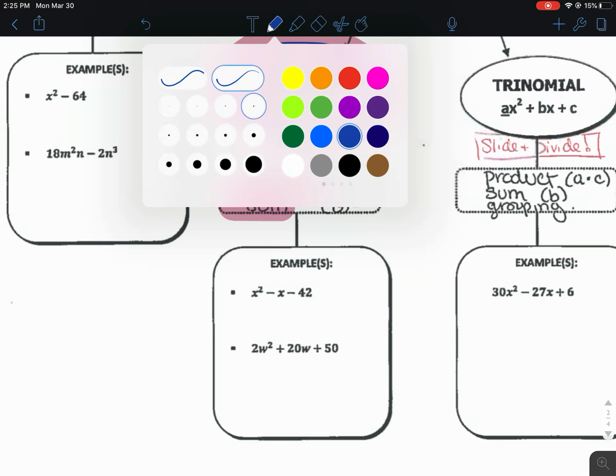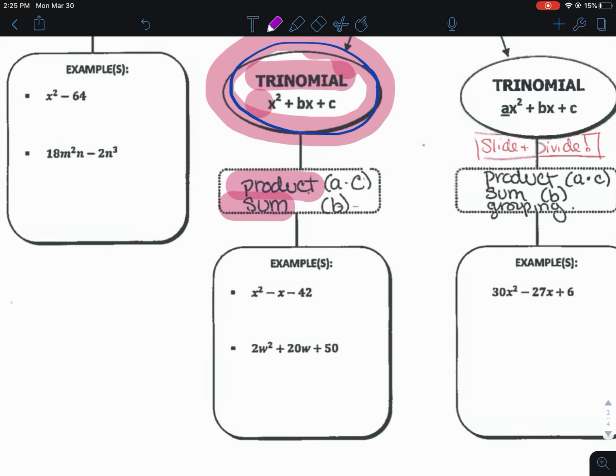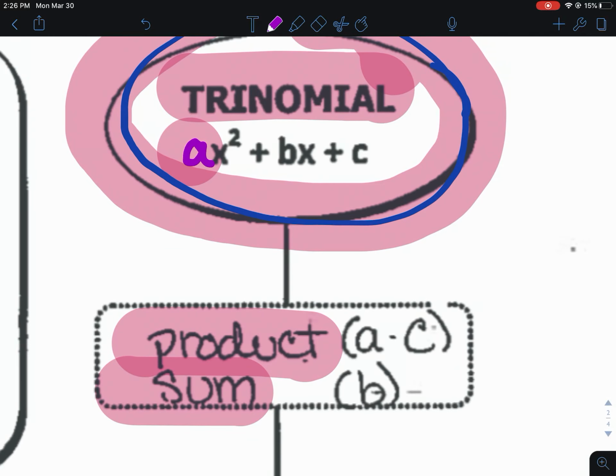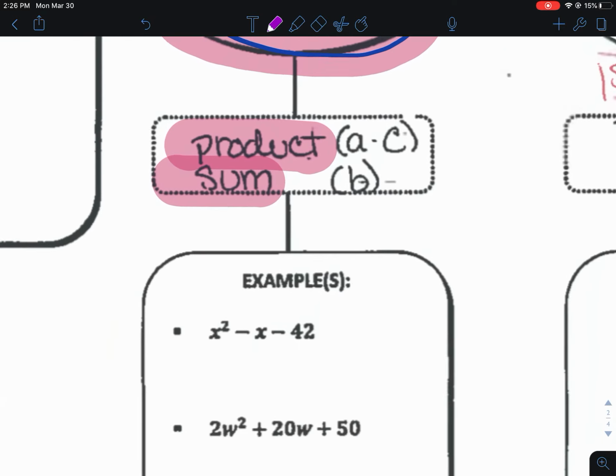So let's talk about a couple pieces of this. With product sum, or with any quadratic really, remember a is the value in front of x squared, b is the number in front of x, and c is the constant. And so that works for any quadratic function that we're talking about. And this type of factoring is only for quadratics, so powers of 2.